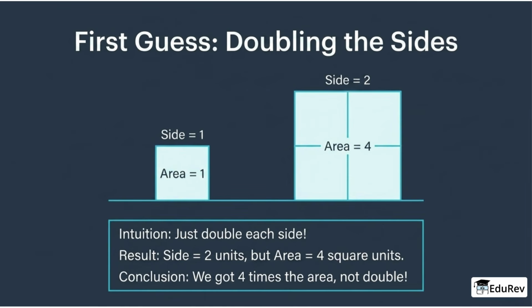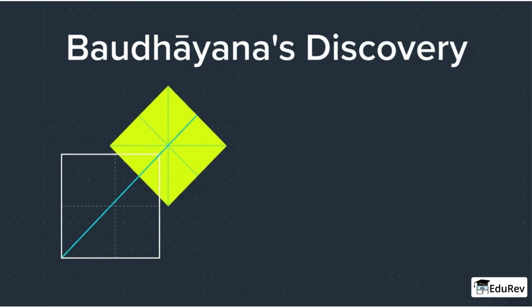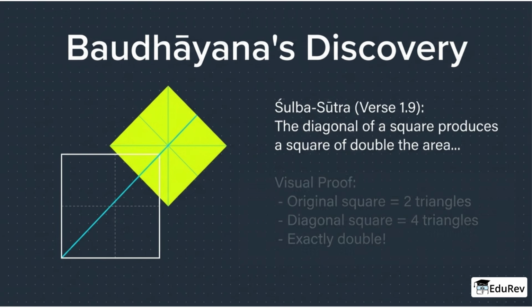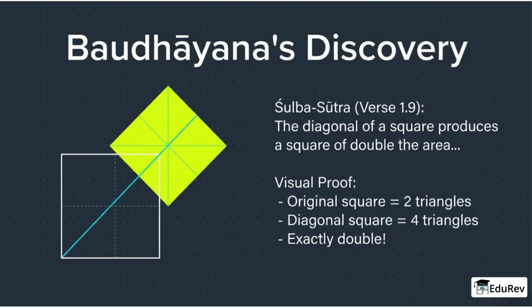So, what was the actual solution? This is where we are introduced to Baudhayana's brilliant discovery, which was recorded in verse 1.9 of the Shulba Sutra. He figured out that drawing a square based on the diagonal of the original square produces an area that is exactly double. We can easily see the visual proof right here. The original square is made up of 2 identical triangles, while the square built on its diagonal is made up of exactly 4 of those same triangles.